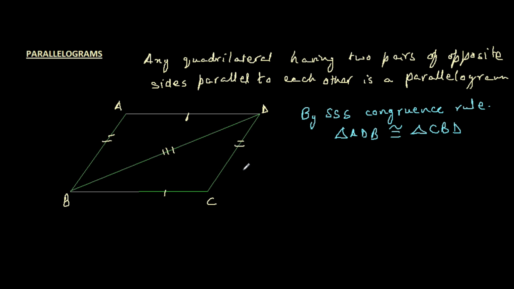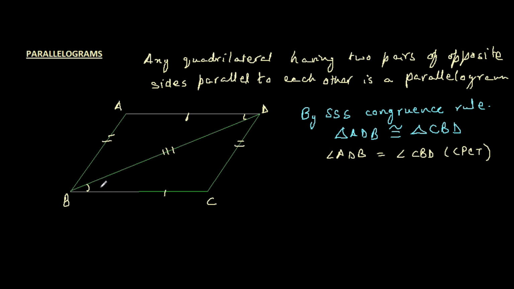Well, we can say that angle ADB, which is this angle here, should be equal to angle CBD by seeing the congruence condition. So CBD, so these two should be equal. We can say this by CPCT, corresponding parts of congruent triangles.